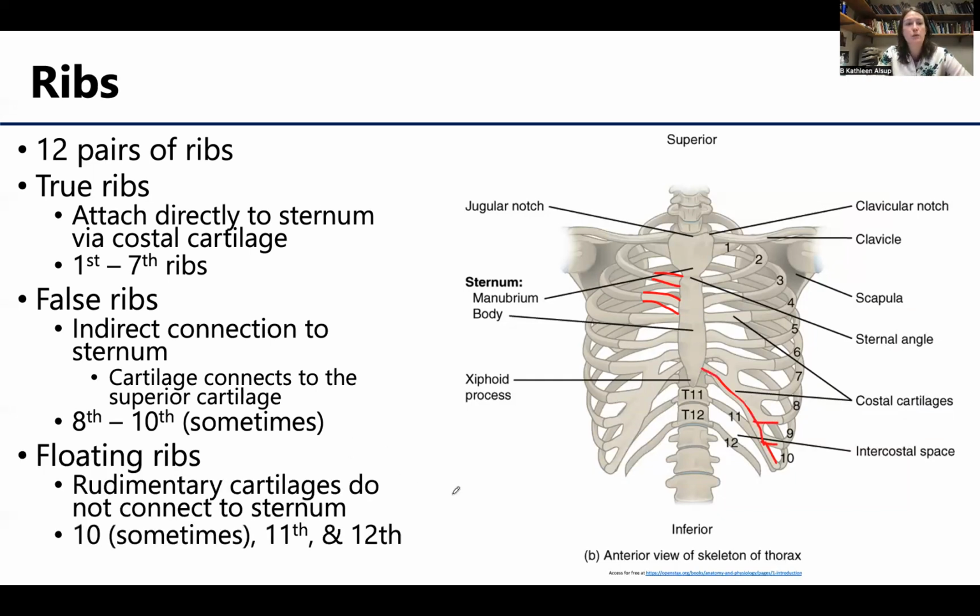And then last but not least, we have what's referred to as floating ribs, or sometimes you hear them referred to as free ribs. These do have costal cartilages associated with them, but generally it's just a little bit that does not extend all the way up to the sternum. And so these are generally your 11th and your 12th rib, sometimes the 10th rib.